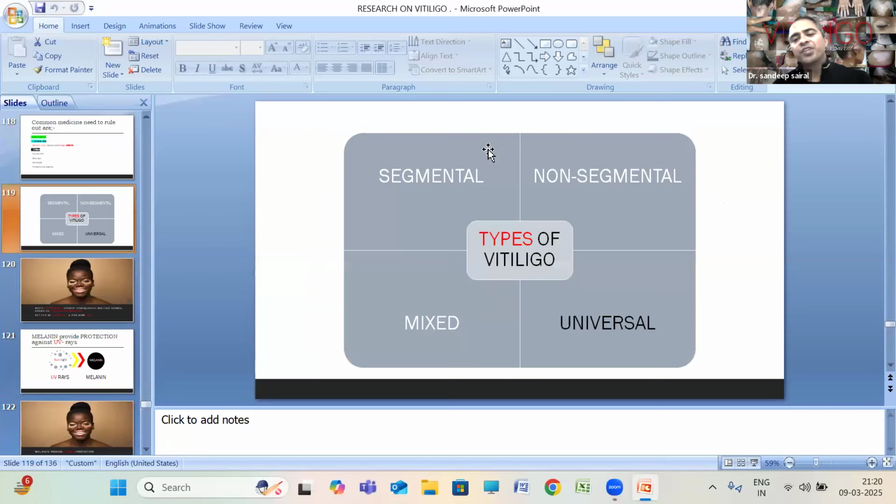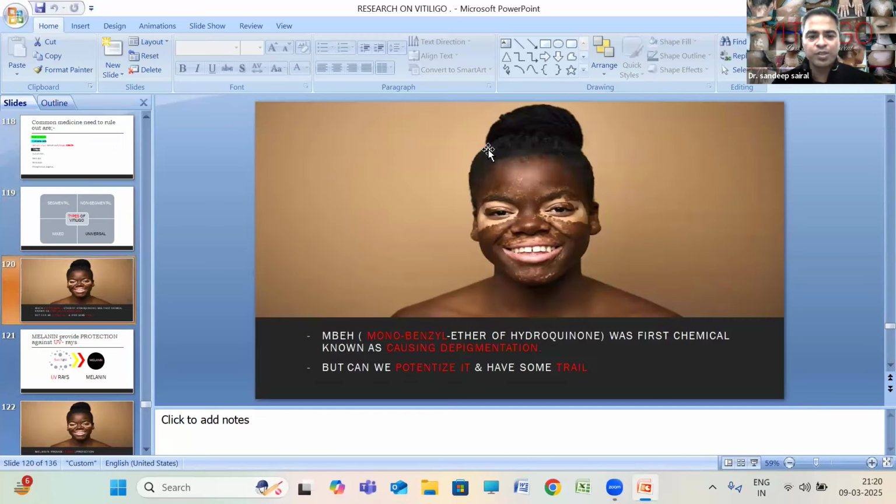See, if a patient comes to you having 70 to 80% vitiligo, don't try to treat it. Just refer them to the nearby dermatologist. What the dermatologist would do is remove whatever melanin remains. For that, they use MBEH, monobenzyl ether of hydroquinone, to depigment whatever melanin is left over.